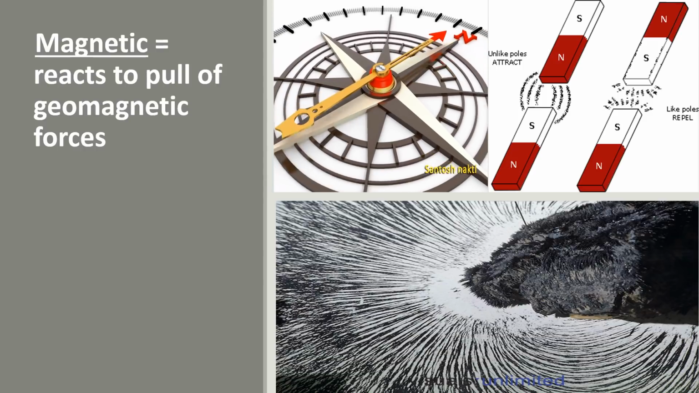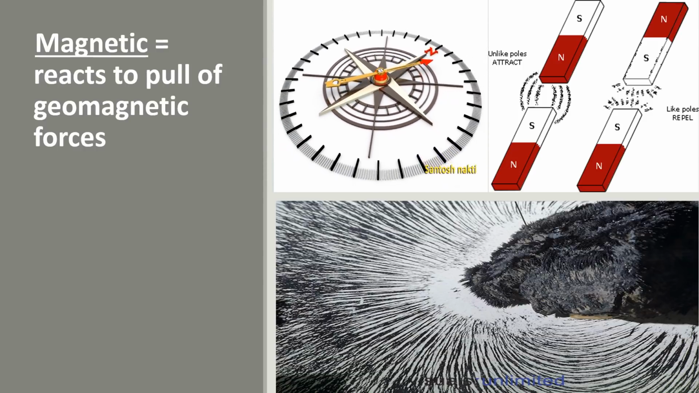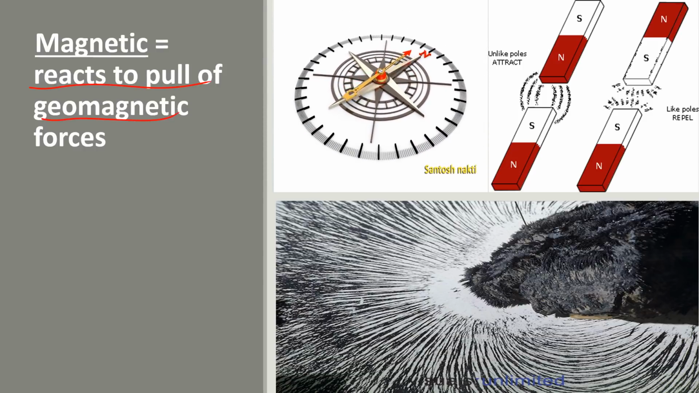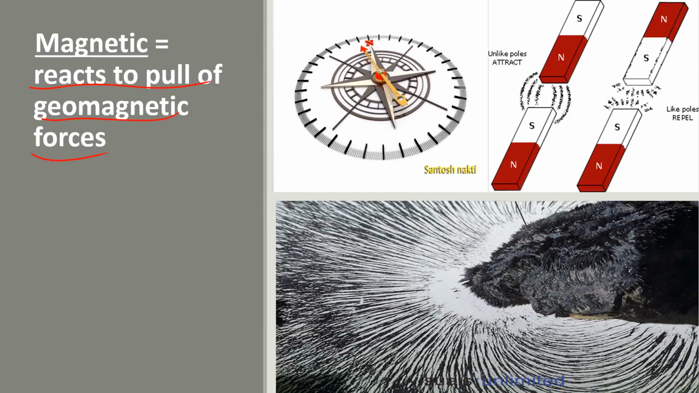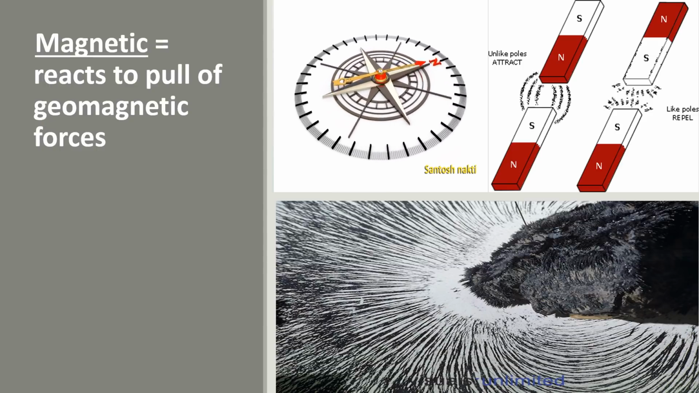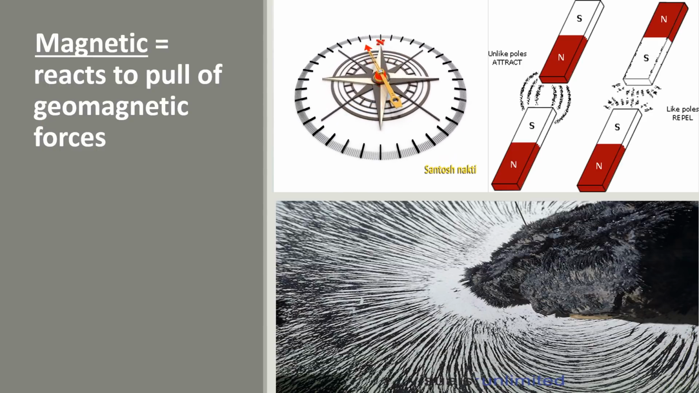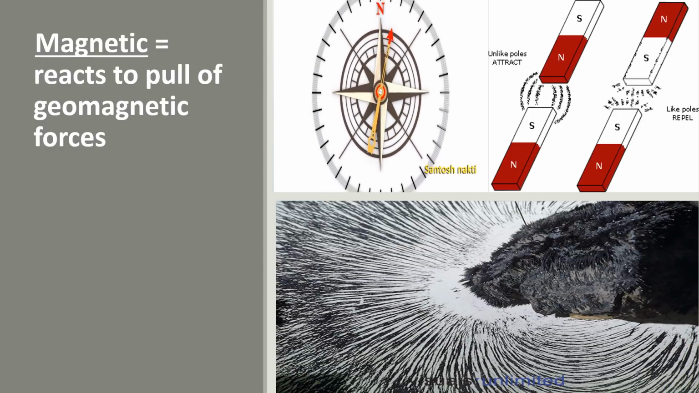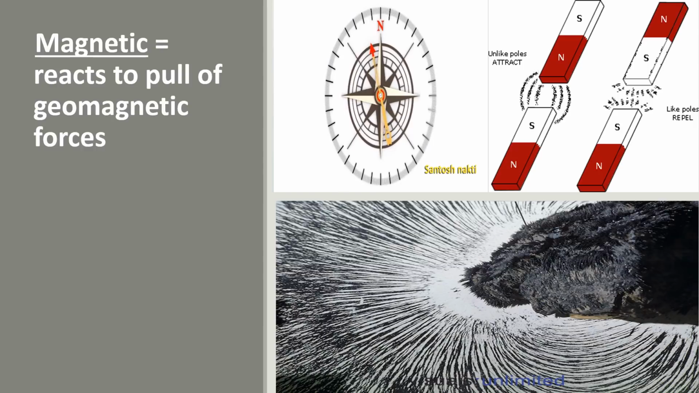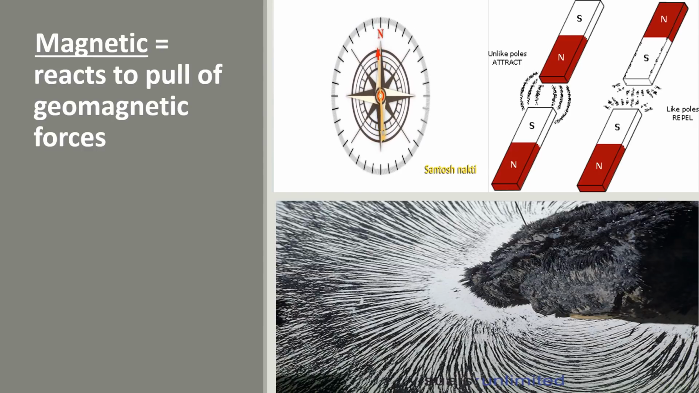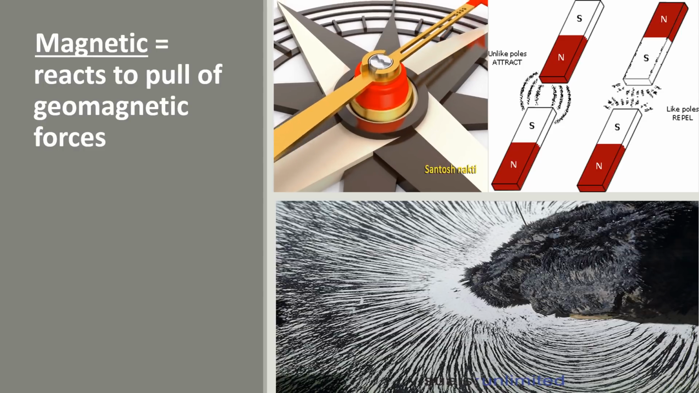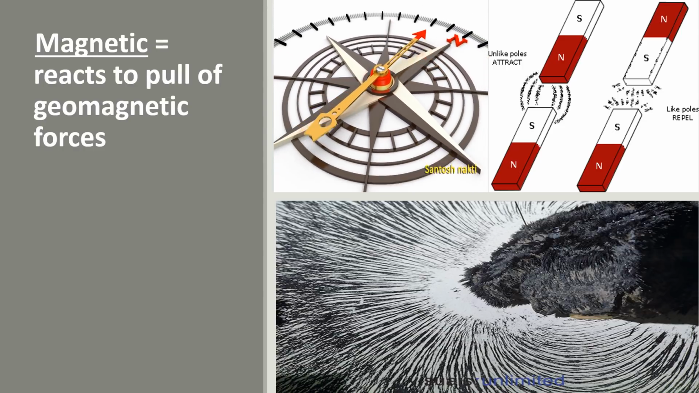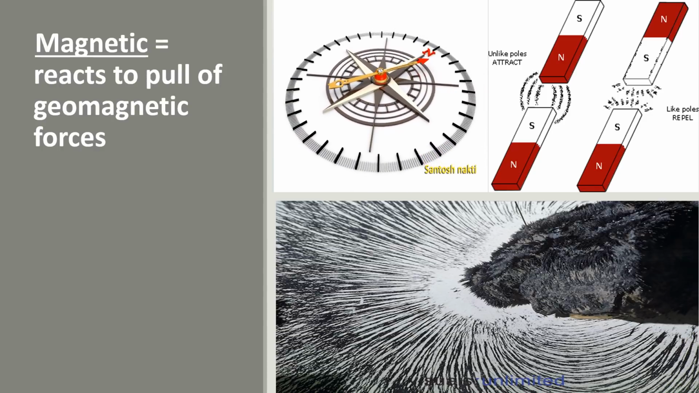Then we have the reaction to magnetism, where it reacts to the pull of geomagnetic forces. And actually, this is how we know that the Earth's magnetic poles have not always been in the same place that they are today. Because what we'll see in rock formations is that tiny magnetic rocks or minerals actually will align themselves to where the pole is at that time before they were solidified into their rock formations.